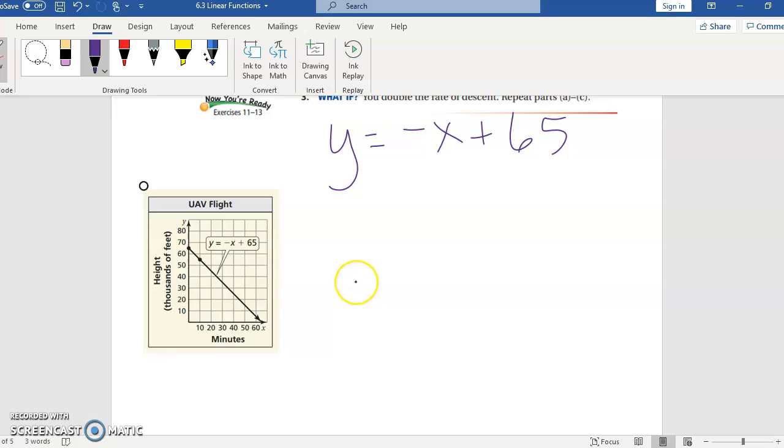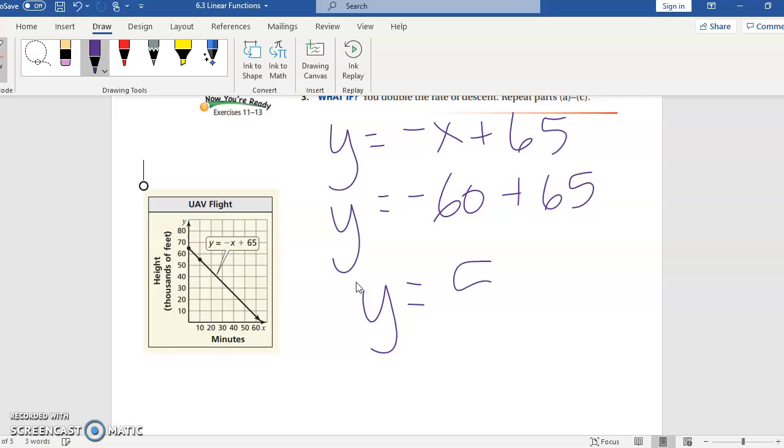And then finally, letter C, where is it going to be after 1 hour? So I'm still going to plug 60 in for x, so minus 60 plus 65. So I get y equals 5. So it's going to be at 5,000 feet. And you can kind of see that here on the graph. Here's 60, and it's about halfway there between the 0 and the 10. So that would be 5,000 feet.